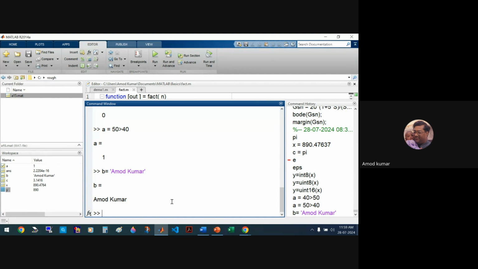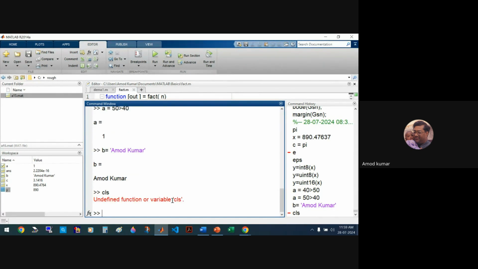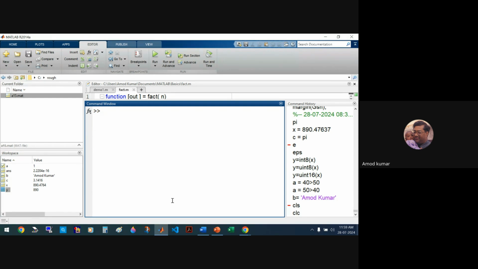And if you want to clear the screen, then CLC will clear the command window. Whenever it gets filled, you give CLC and it will be cleared. But variables are there in the workspace. Variables have not been cleared. Still the value of X is there, Y is there.